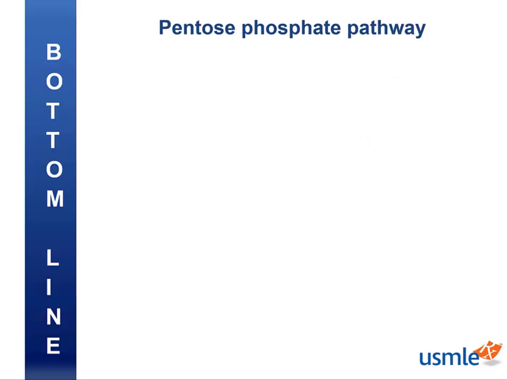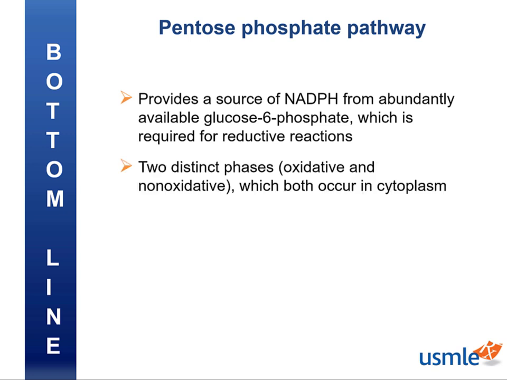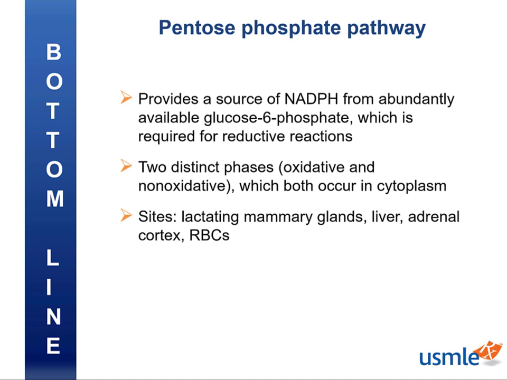So, what's the bottom line? The pentose phosphate pathway, or HMP shunt, provides a source of NADPH from abundantly available glucose 6-phosphate, which is required for reductive reactions. It has two distinct phases, oxidative and non-oxidative phase, which both occur in the cytoplasm. And the sites of the pentose phosphate pathway are in the lactating mammary glands, the liver, the adrenal cortex, and the red blood cells. That's all I have for you here.